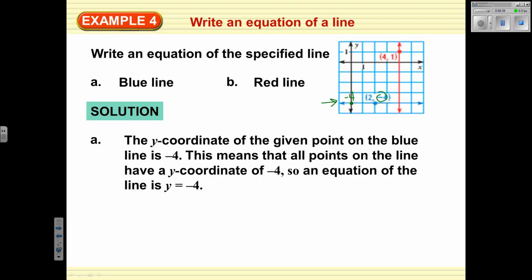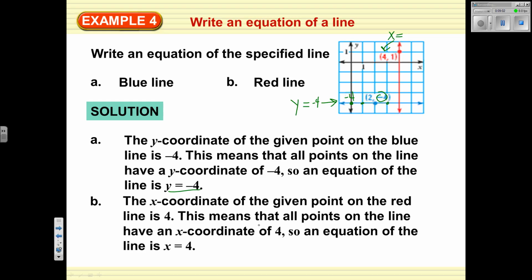This means that all points on the line have a y-coordinate of negative 4, as you can see if you look at all the points. So the equation is y equals negative 4, which we know. A horizontal line is going to be y equals something. The vertical line is going to obviously be x equals something. Well, our x-coordinate is 4. So all of the x-coordinates are 4 on this line. So my equation would be x equals 4. So there are your two.